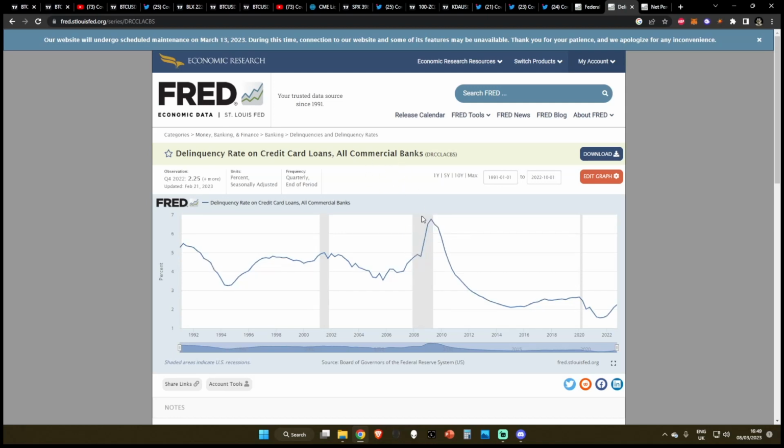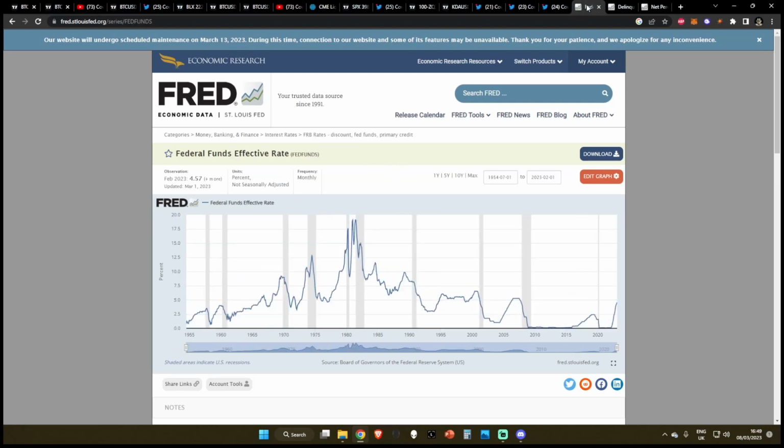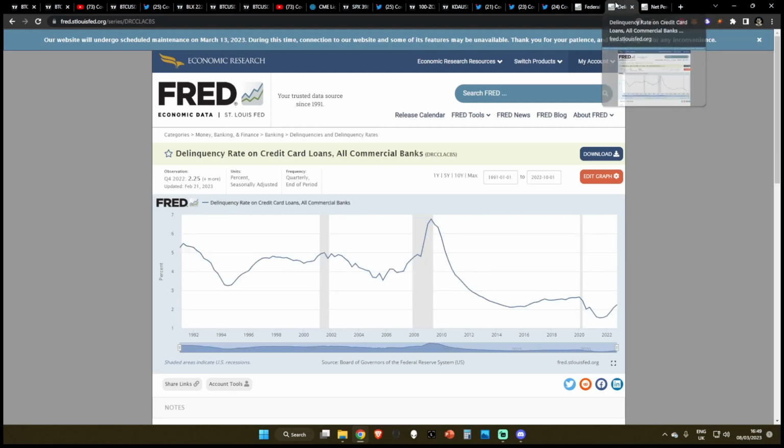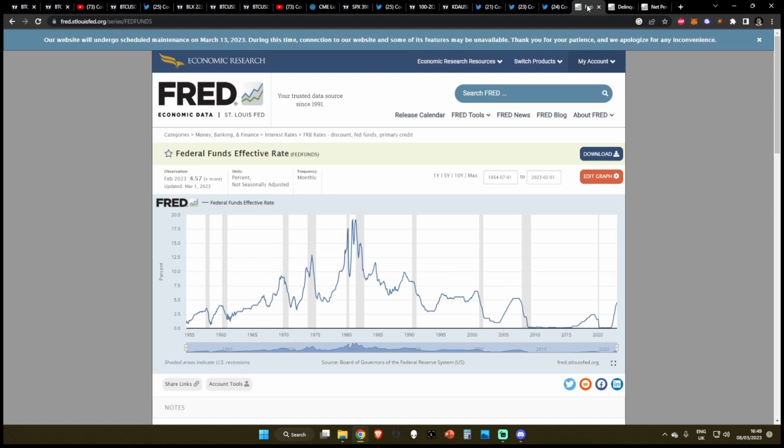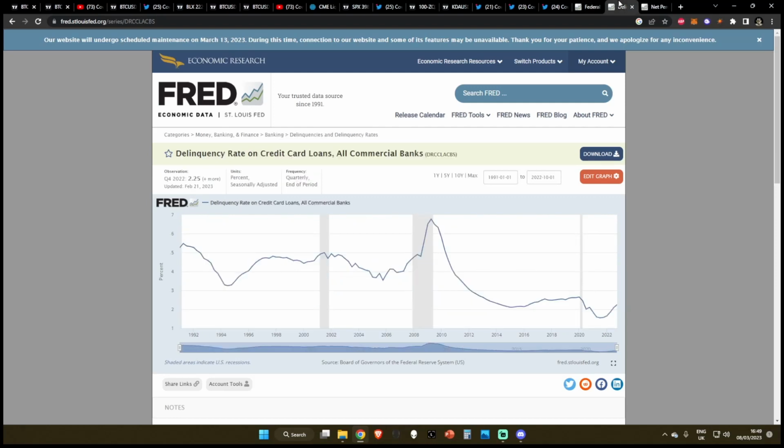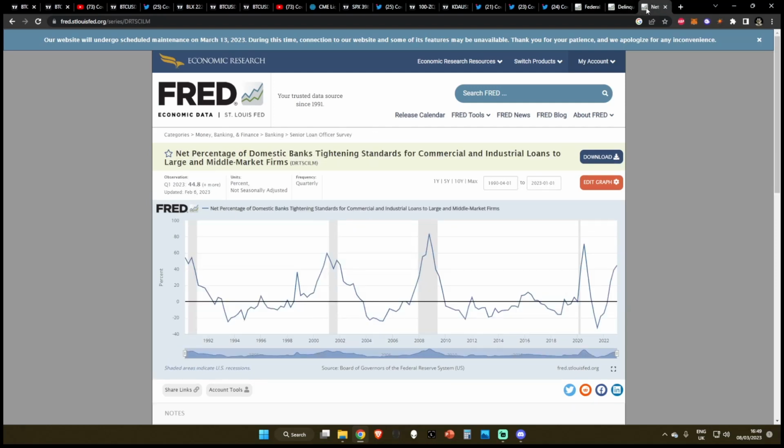And back in 2008, you can see the delinquency rate was also shooting up to the upside. Now, what's very, very interesting about this is, for banks that are lending to us, for banks that are lending out credit, they're increasing the cost at which we can borrow credit. People are now becoming delinquent on their loans, and when we move over to the net percentage of domestic banks tightening standards for commercial and industrial loans, this basically shows us when this ratio goes to the upside that banks are becoming much more picky with who they're looking to lend to.